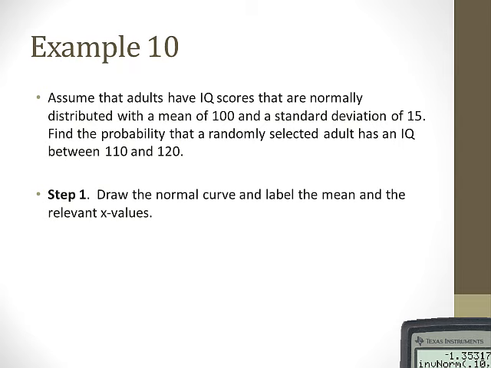Okay, so assume that adults have IQ scores that are normally distributed with a mean of 100, standard deviation of 15. Find the probability that a randomly selected adult has an IQ between 110 and 120. Pause the video, see if you can draw this curve out, label the mean, and the relevant x values. Again, you don't have to put all the x values on there, just the ones we really care about. All right, welcome back. Did you pause it? I know not everybody paused that video. That's okay. Here we go.